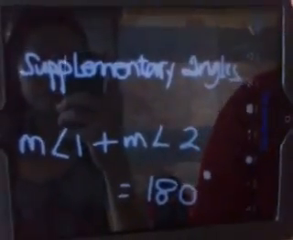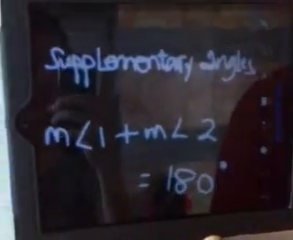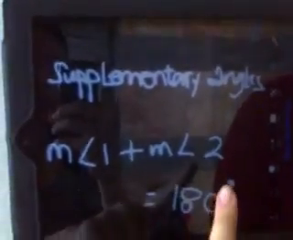Angle pairs. Supplementary angles. One angle plus another angle is equal to 180 degrees. Example of supplementary angles: 90 degrees and 90 degrees equals 180 degrees.